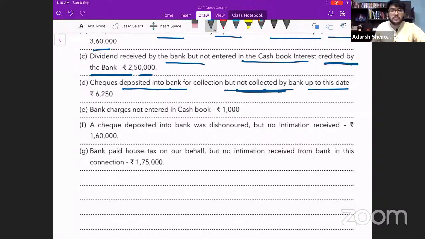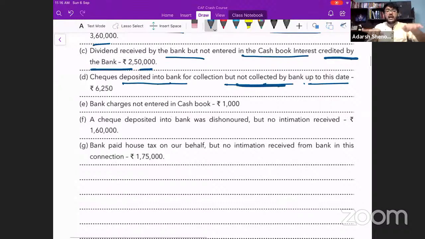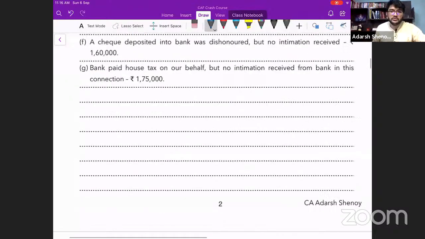Can you tell me which book has moved because of this? The cash book has moved. When will it be recorded in the passbook? It will be recorded in the passbook when it is collected. It is not yet collected, but we would have increased the cash book when we deposited the check. So the cash book has moved upwards. Now, what should I do? The starting point is the cash book, so I have to reduce.